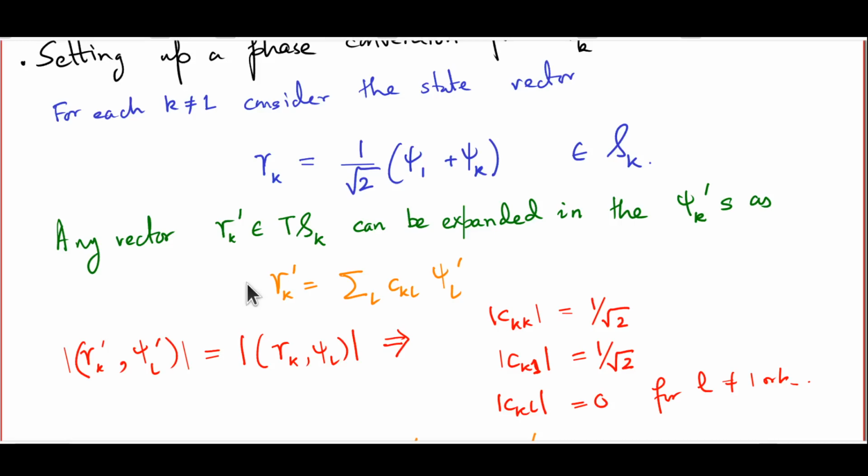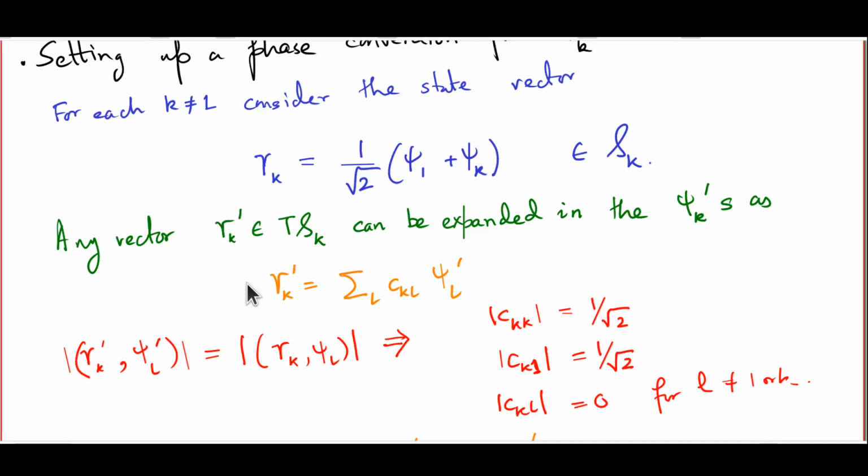And this immediately tells us that in the expansion that we have, epsilon prime k equals the sum over l of c_kl psi prime l, almost each one of the coefficients c_kl vanish. In fact, if l is not equal to 1 or equal to k, then the magnitude of c_kl has to be 0, which means c_kl has to be 0. The only non-zero coefficients can be c_kk and c_k1, and they must have magnitudes which are equal to 1 by root 2 each.